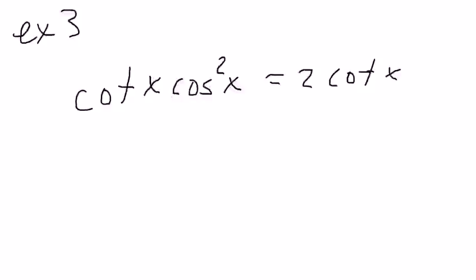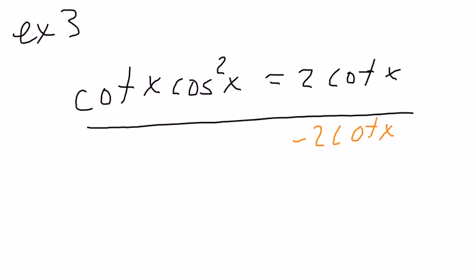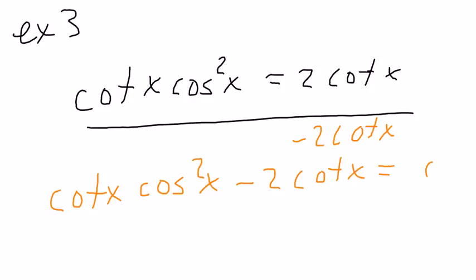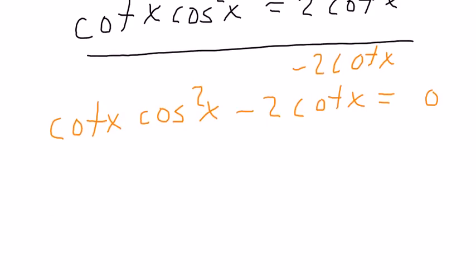All right, this is example 3. In order to do this problem, we have to get all the terms on one side. So what we're going to do is subtract 2 cotangent of x from both sides. And if I do that, I get cotangent of x cosine squared x minus 2 cotangent x equal to 0. And again, we're solving for x.